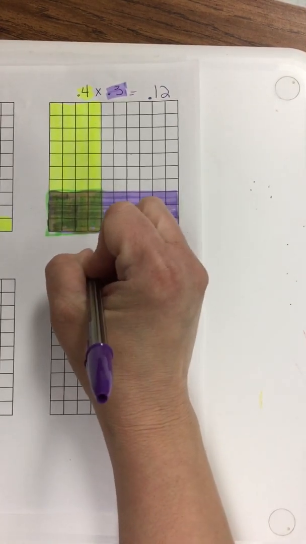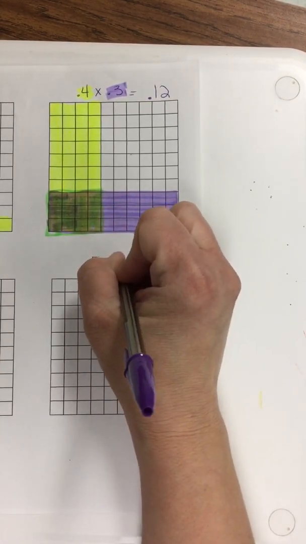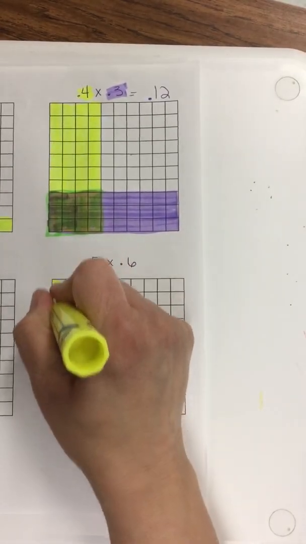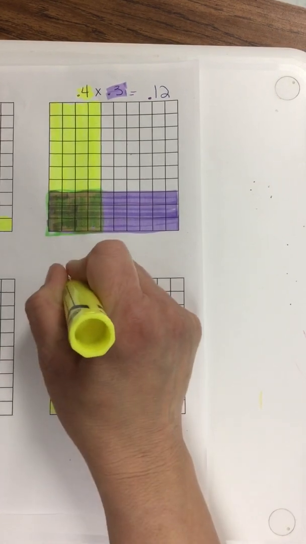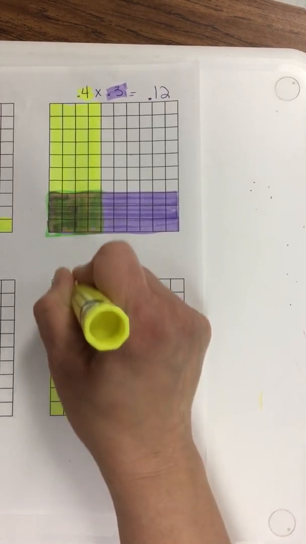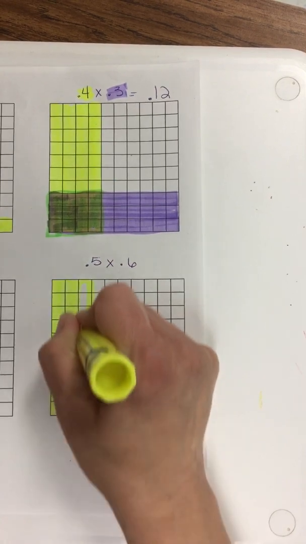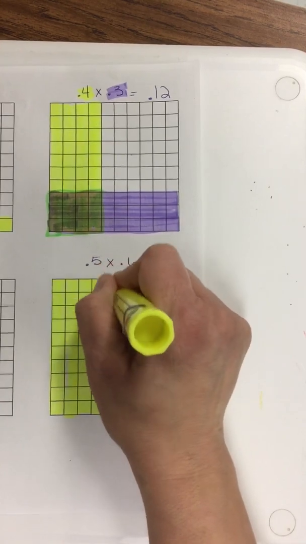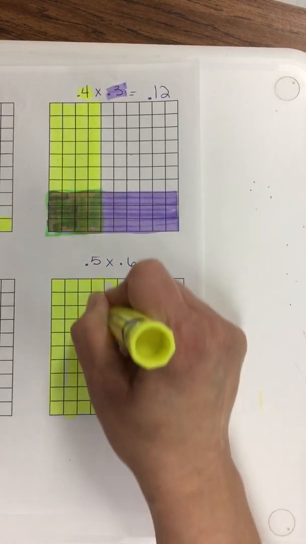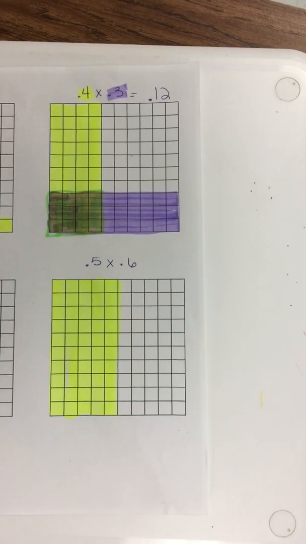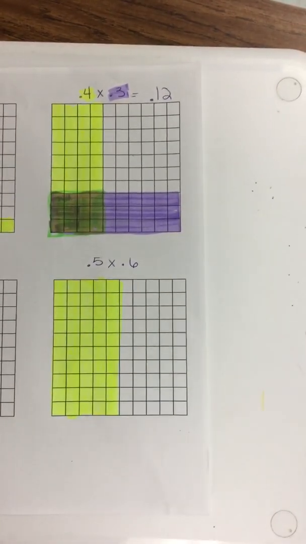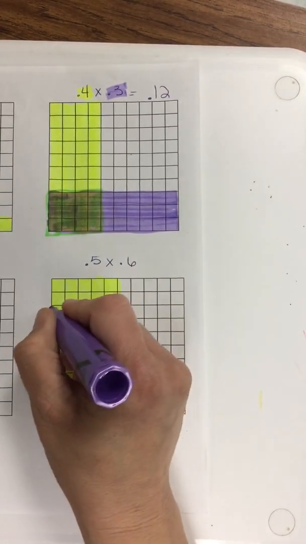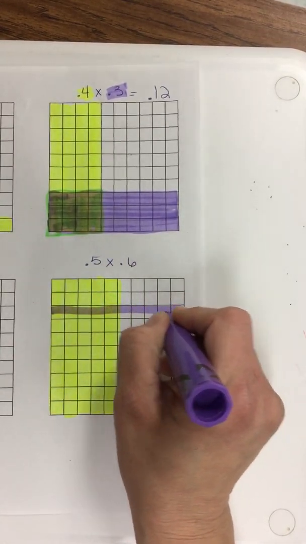Let's do 5/10 times 6/10. So I'm going to shade in 5 columns, which is my vertical. One, two, three, four, one more. Okay, so there's 5 columns. So my vertical is 5/10. Now I'm going to do the horizontal. And I'm going to shade in 6/10.